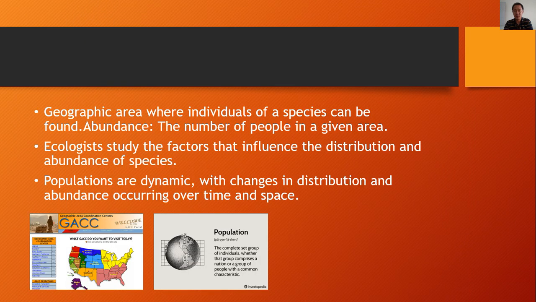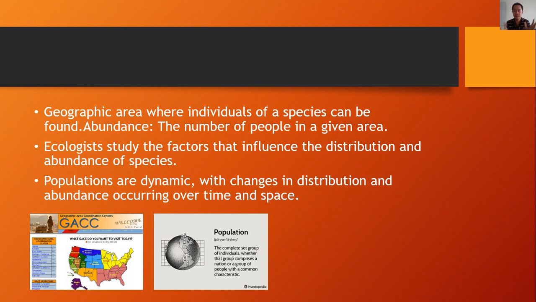So, distribution is the geographic area where individuals of a species can be found, and abundance is the number of individuals in a given area. So our ecologists study the factors that influence the distribution and abundance of a species. So that's the center of interest of our ecologists.